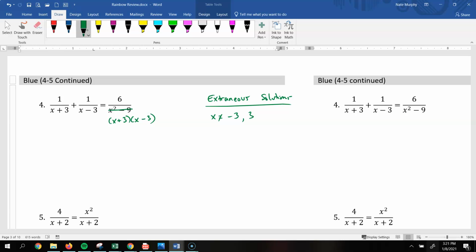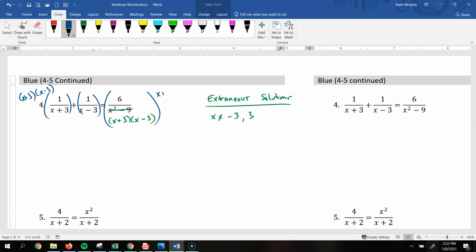All right, so the next step is to figure out what do we multiply each side by. We're going to multiply by the LCM, the least common multiple. In this case, the least common multiple is x plus 3 times x minus 3. All right, so here's what's going to happen. When we multiply this left side by x plus 3 times x minus 3, we're going to multiply both individual fractions by x plus 3 and x minus 3.